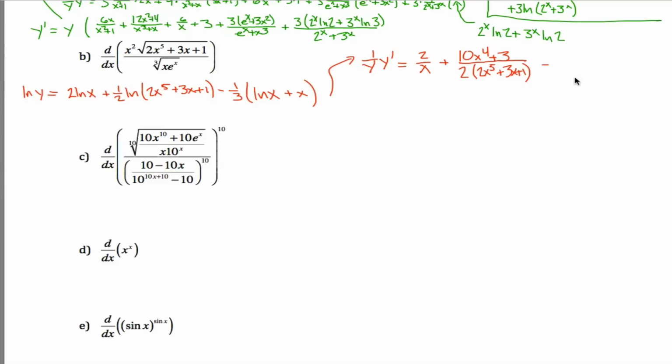From that, I want to subtract 1/3 times the natural log of x plus x. So minus, I don't know, 1 over 3x minus 1/3. One way you could write it. Natural log of x, its derivative is 1 over x. And that 1 over x and the negative 1/3 gives me this term. Derivative of x is just 1. That gives me this term right here. So y prime is equal to y times all of this stuff right above it.